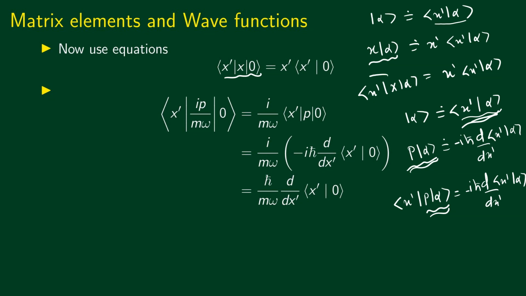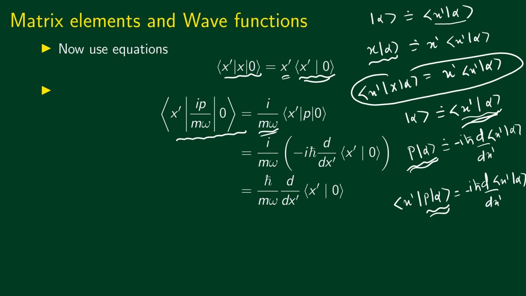Now, according to this relation, this is equal to x prime multiplying bra x prime ket 0, or x prime multiplying the wave function representing ket 0. Similarly, bra x prime ip divided by m omega acting on ket 0 can be written as i divided by m omega multiplied by bra x prime p acting on ket 0. And we know that the wave function representing P acting on ket 0, that is bra x prime P acting on ket 0, can be obtained from the wave function representing ket 0, which is bra x prime ket 0, by operating minus i h bar d by dx prime on it.